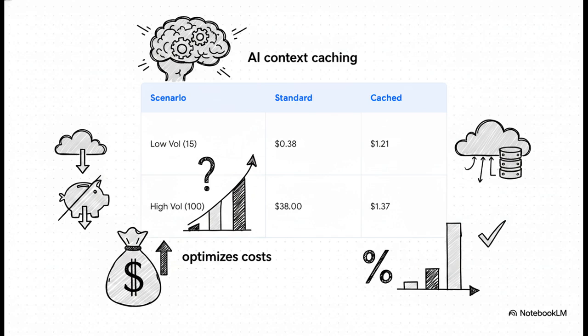In a low-volume scenario, say an internal tool getting maybe 15 queries a day, standard processing costs just 38 cents. But turn caching on? That hourly storage fee makes your costs jump to $1.21. You are literally losing money by trying to save it. However, look at a high-volume scenario of 100 queries a day. Standard processing balloons to $38, but with caching, just $1.37. That is a massive 96% drop.